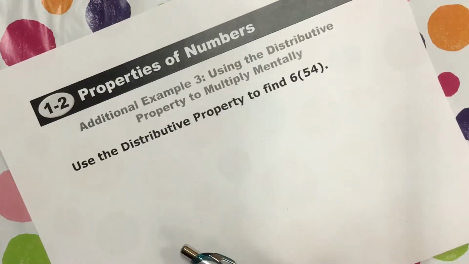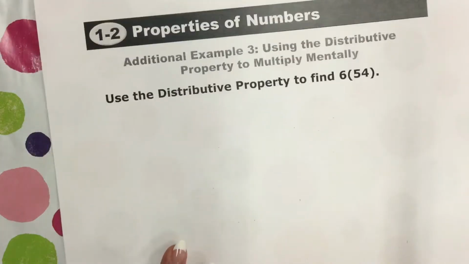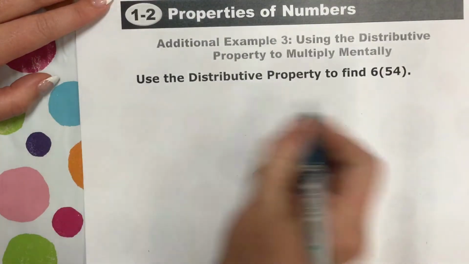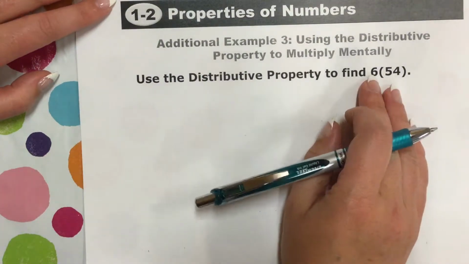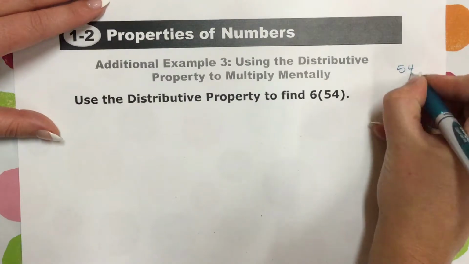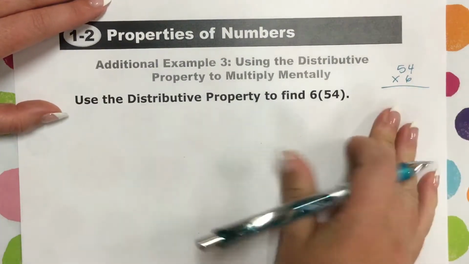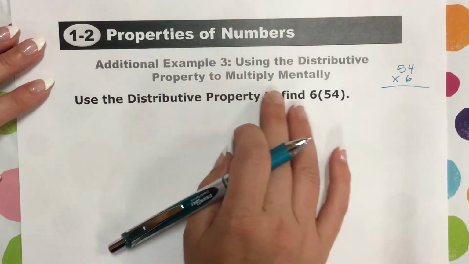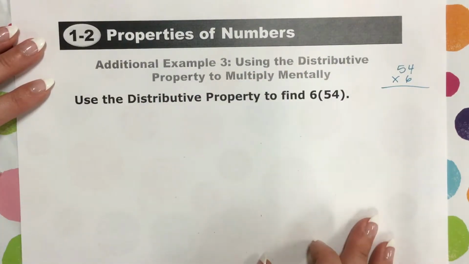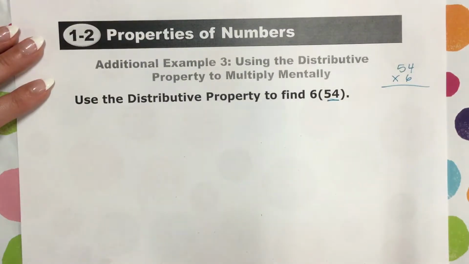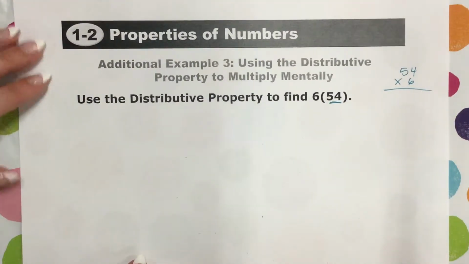Okay, example number 3. So there's really 2 ways to do this. We are going to figure out what 6 times 54 is. Now, we know that we could go 54 times 6 and figure out the answer there. But what we're going to be doing is using the distributive property to multiply mentally. How you do that is you break up this number 54. Well, what is 54 the same as?